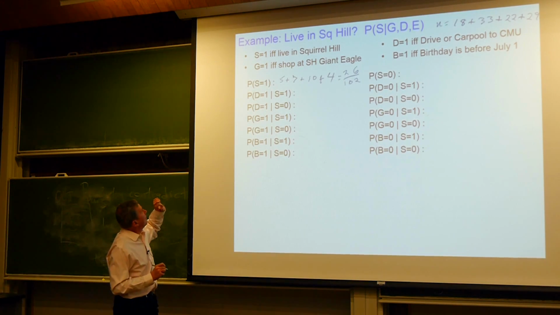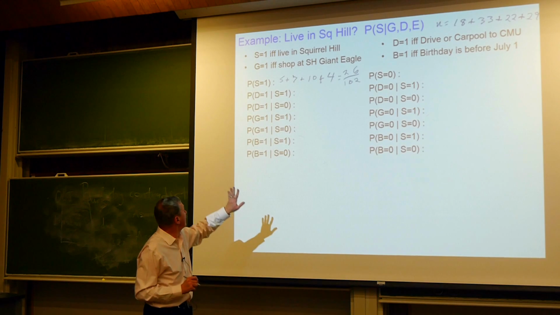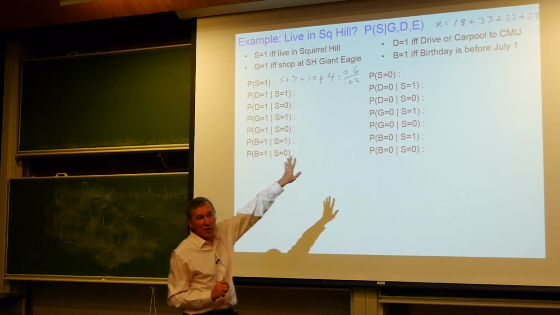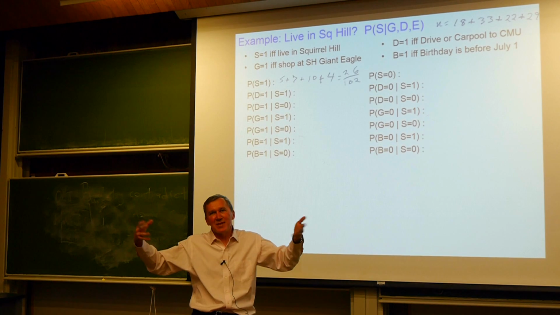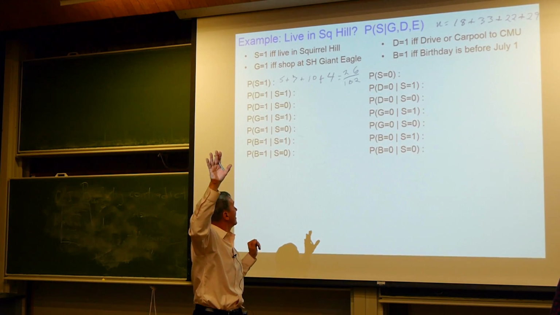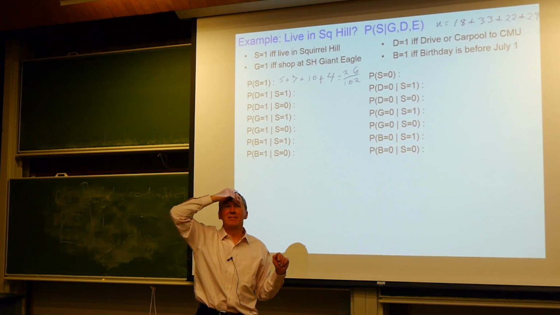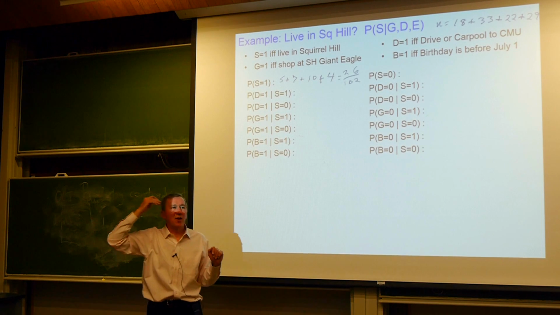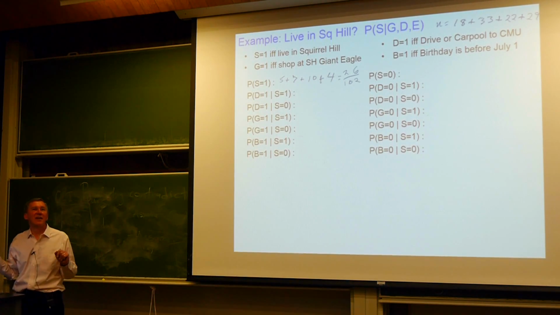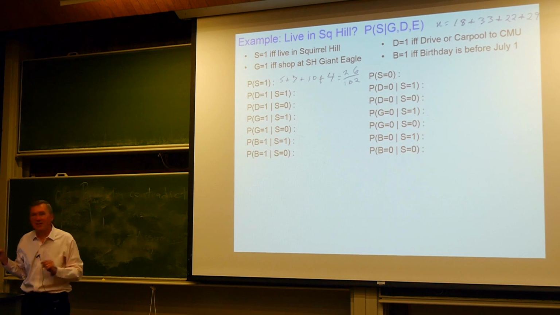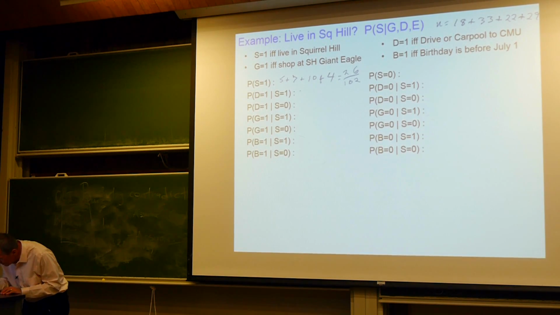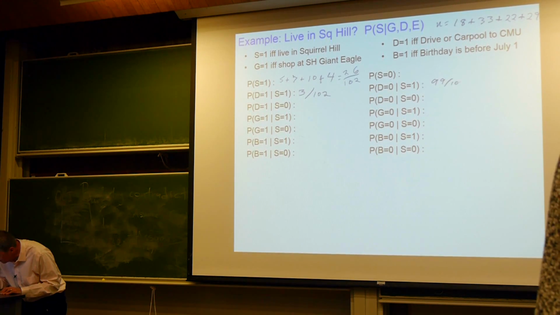Now, if you do live in Squirrel Hill and you drive or carpool to CMU, at least with some frequency since September, raise your hand. Wow. Total? 1, 2, 0. So that's 1 plus 2, a total of 3 out of 102. And so the probability of not being that is 99 out of 102.